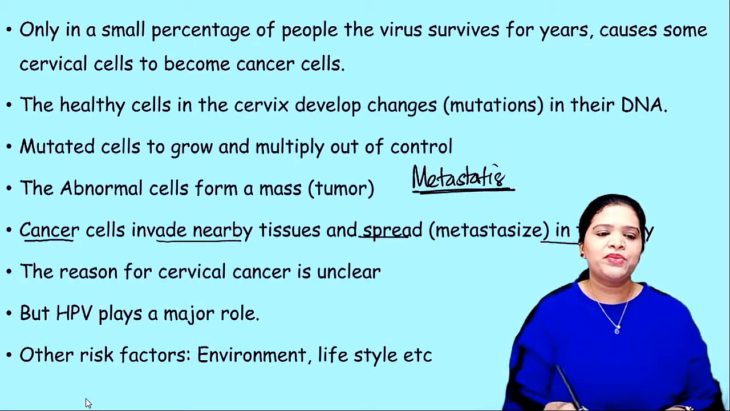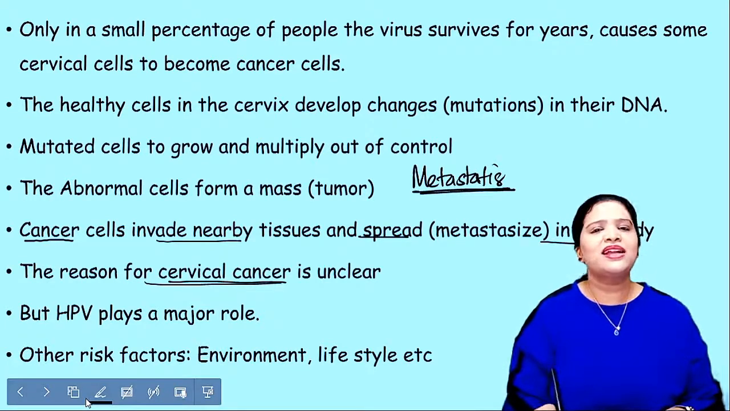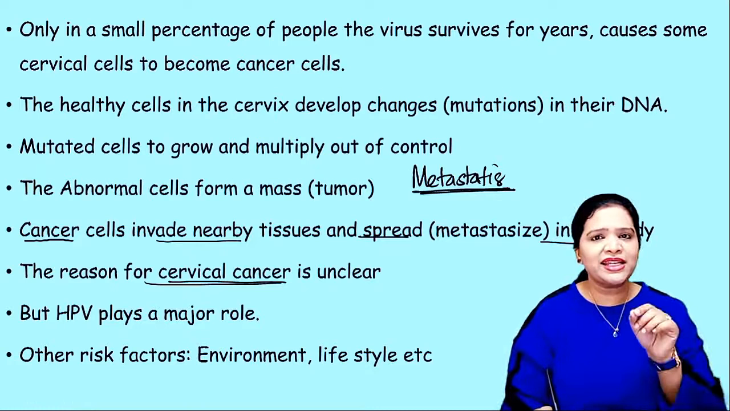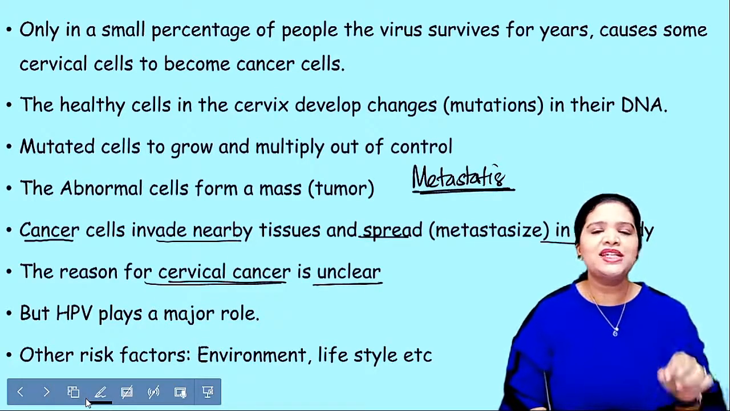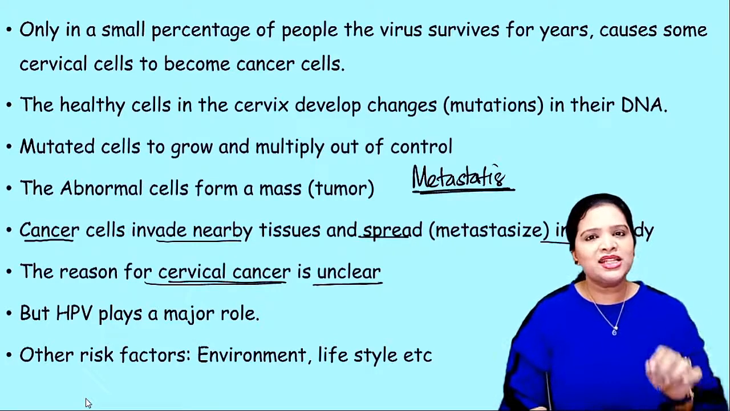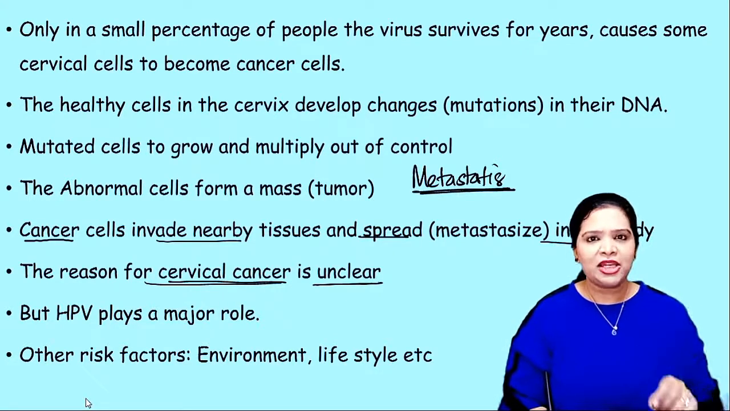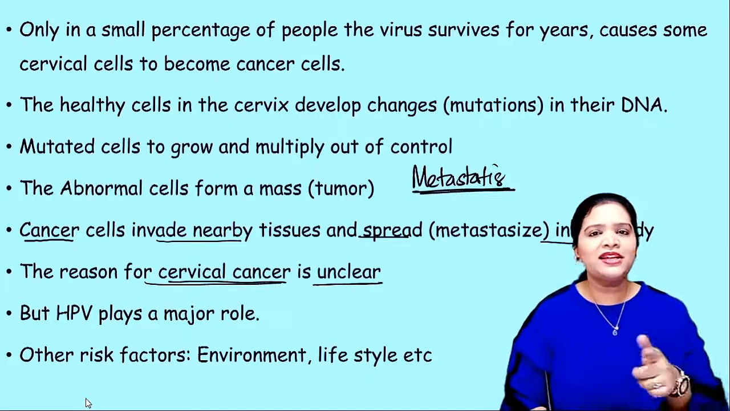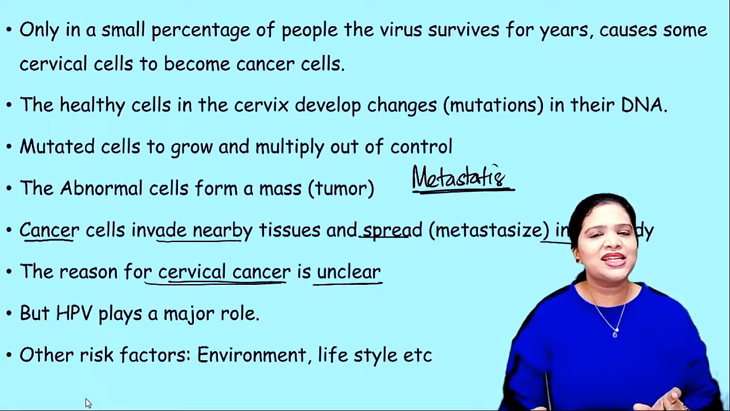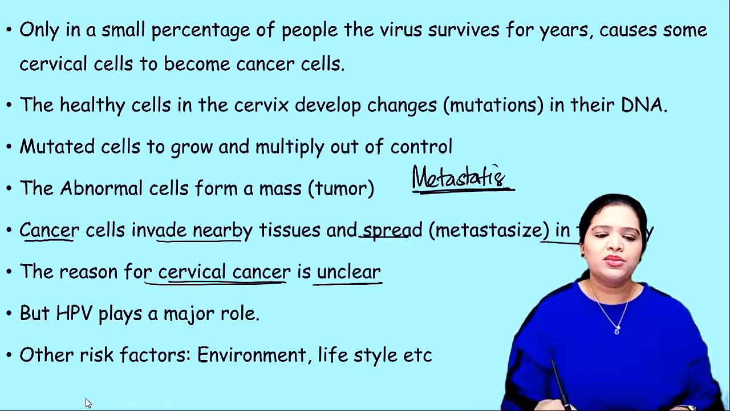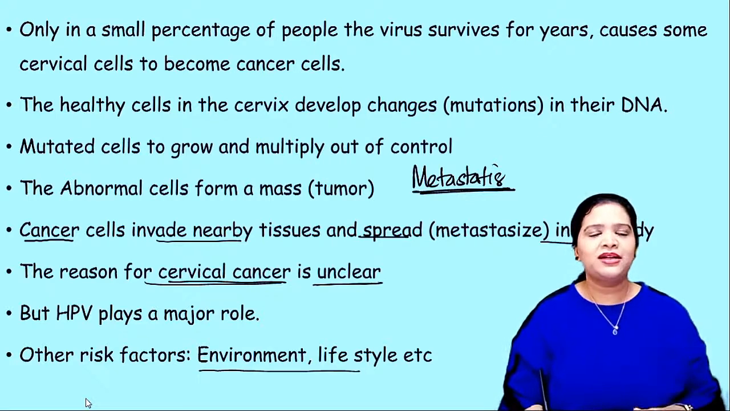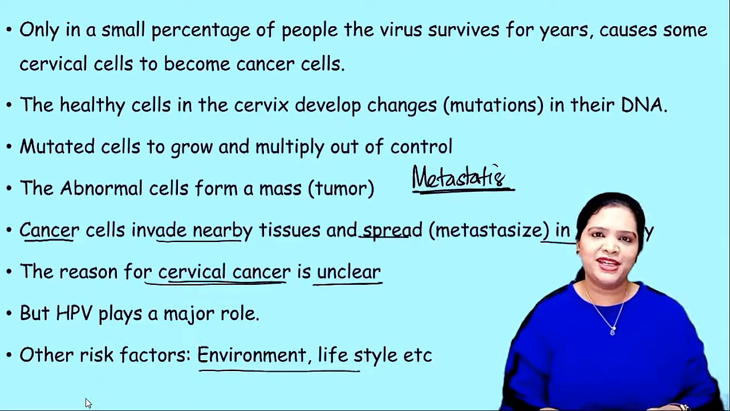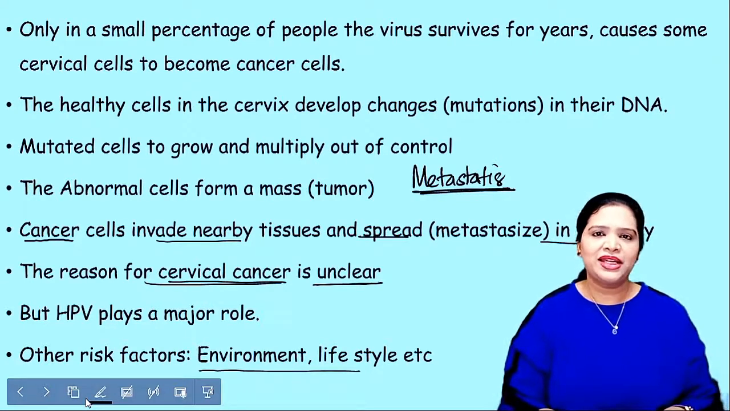Okay, so why does cervical cancer occur? We don't know the reason exactly. The reason for cervical cancer is unclear. But we know that it is caused by human papilloma virus. This virus creates some mutation, thereby our cell grows abnormally. It results in the cancer. But why cancer occurs exactly, we don't know. But we know there are some risk factors associated with this: environment, lifestyle, food, stress. Different factors like these are associated with the development of cervical cancer.